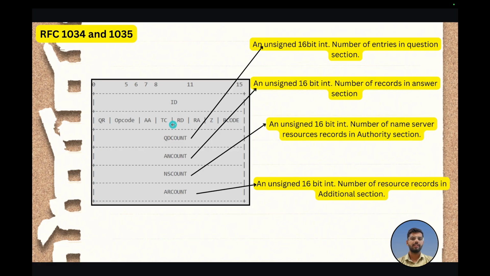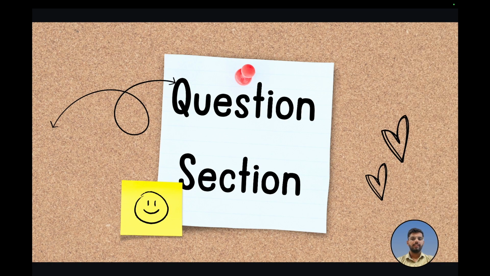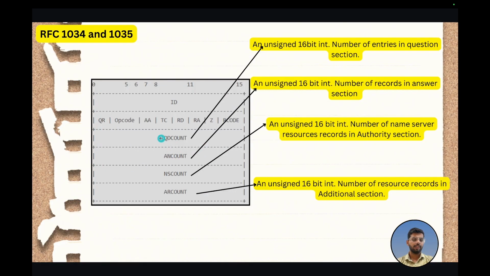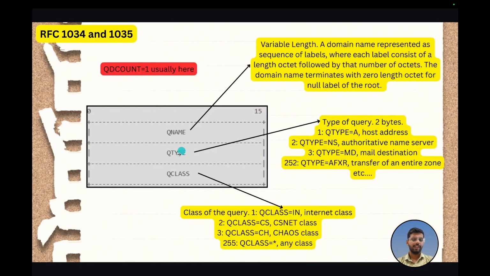So this is how the header section is formatted, and you can get the idea from the fields, the value, the size of the value, and so on. Now let's see the question section. QD count is usually 1 here, so this is variable. In this section, if QD count is, let's say, 2, then we might have these entries 2 times. Here we have made the assumption that QD count is 1, which means we have only one query.